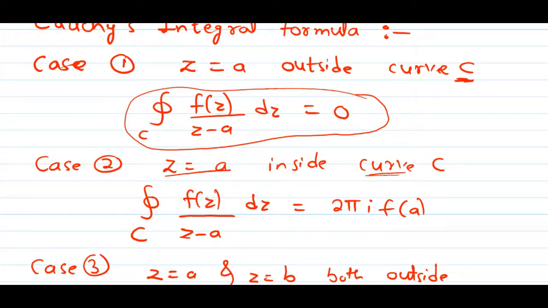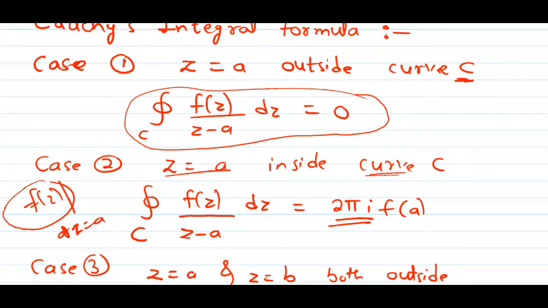Then the value of this integration f of z upon z minus a dz will be 2 pi i times f of a. That means you need to calculate this f of z at z equal to a. At z equal to a, you need to calculate the value of this function. So you will get f of a. So integration answer will be 2 pi i times f of a, where i is a complex number.